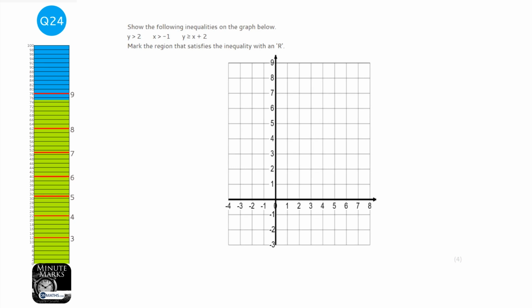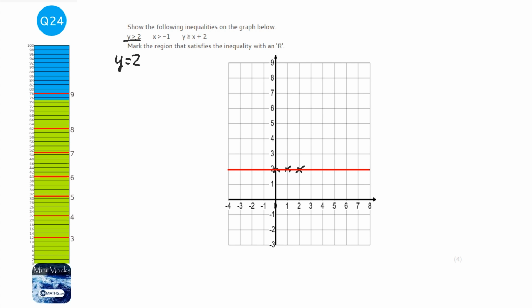The first thing to do with this question is, instead of drawing y is greater than 2, just draw y equals 2. And you do that by just finding out where y is 2. Well, y is 2 here, y is 2 here, y is 2 here. So it's going to be a horizontal line crossing the y-axis at 2. So that's the line y equals 2.